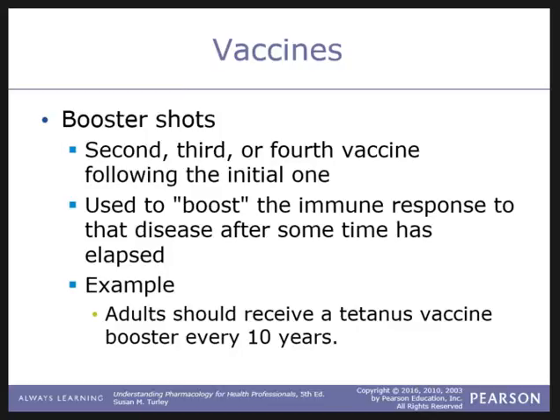Now, for example, adults need a tetanus booster about every 10 years. Many of the vaccines that are talked about in the drug portion of this lecture have boosters: polio has a booster, hepatitis B has a booster, so there's several of them that have a series. Even Gardasil, even the HPV vaccines, have booster shots.